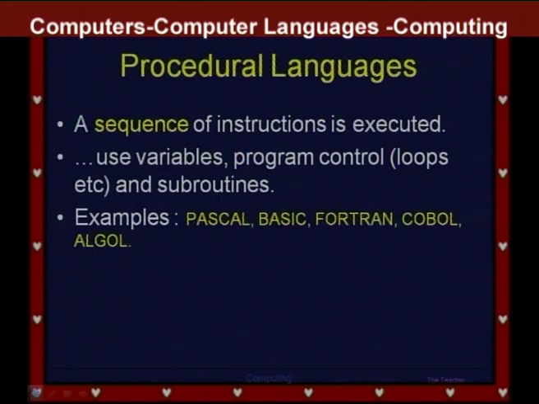Procedural languages: a sequence of instructions is executed using program control. When you say procedural languages, it means a sequence of execution. It starts from the top and ends at the last line, so one by one, each line is executed. That is called procedural languages, such as BASIC, Fortran, COBOL, ALGOL. These are all examples of procedural languages, and they are part of high level languages. Using a procedural language, the developer will code.